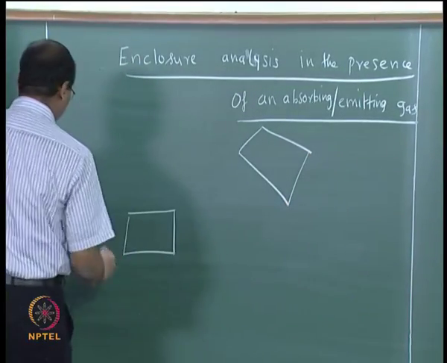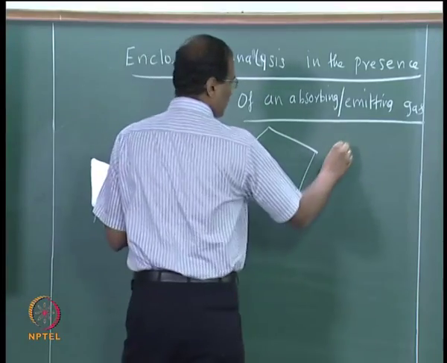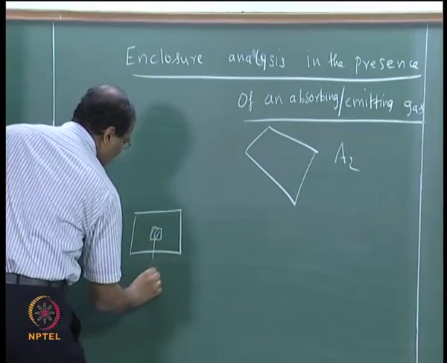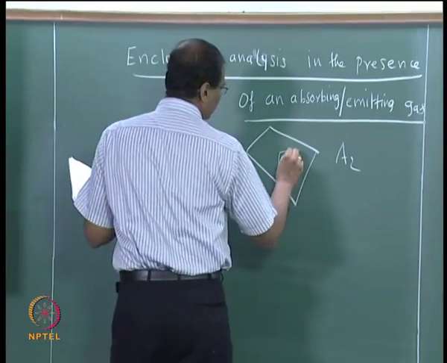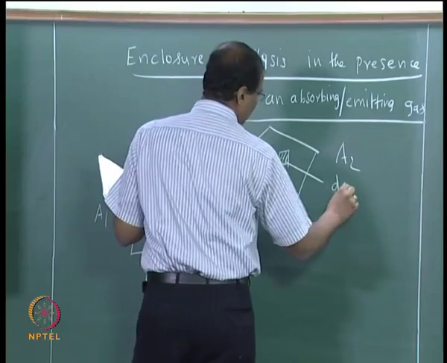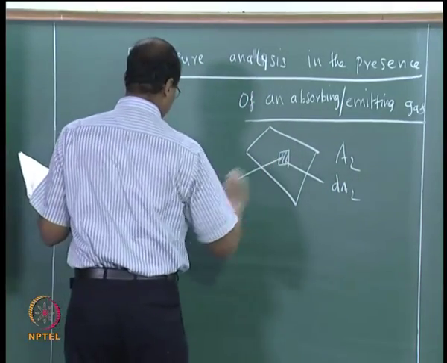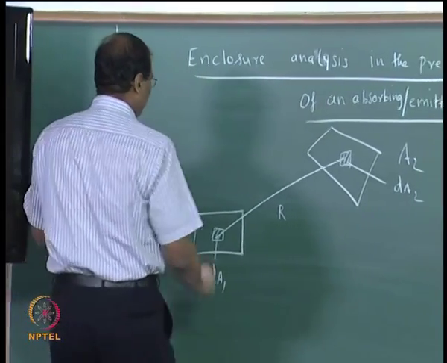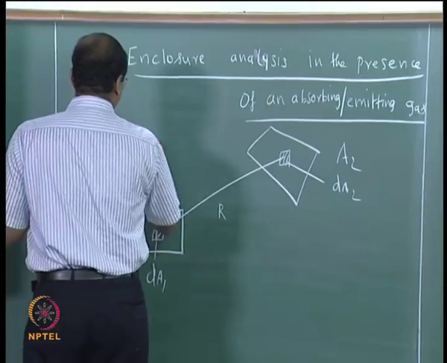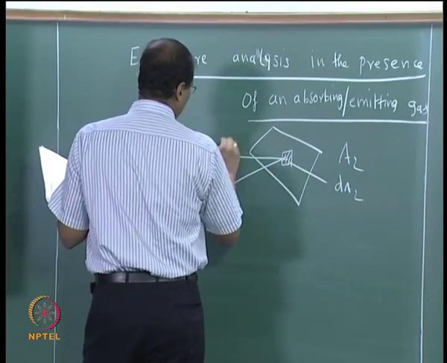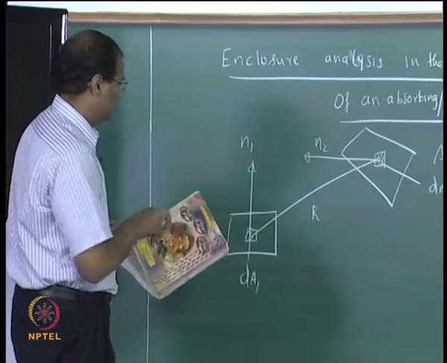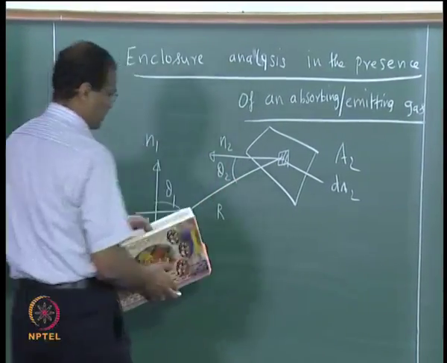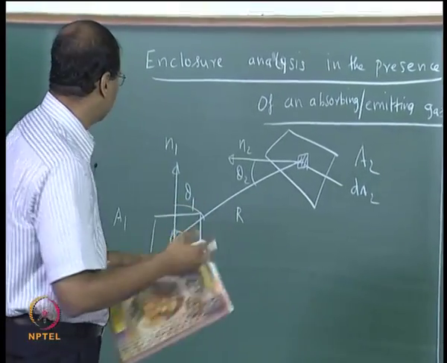Let us consider two areas A1 and A2, and two elemental areas dA1, dA2, and R is the distance between the two areas, and of course you have the unit vectors n1 n2. The angles subtended by this R with respect to the unit vectors are theta 1 and theta 2 respectively, and this is surface 1 and this is surface 2.